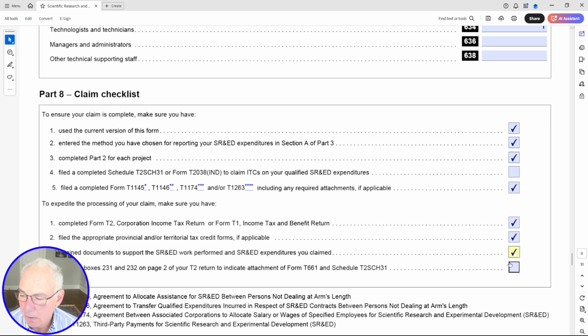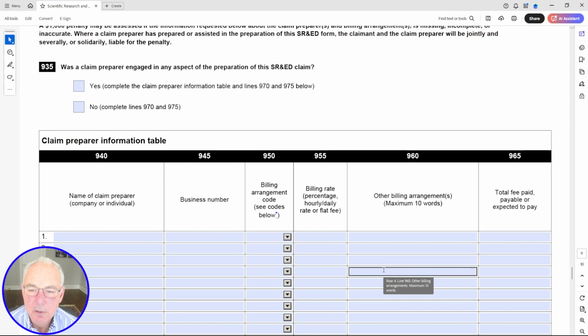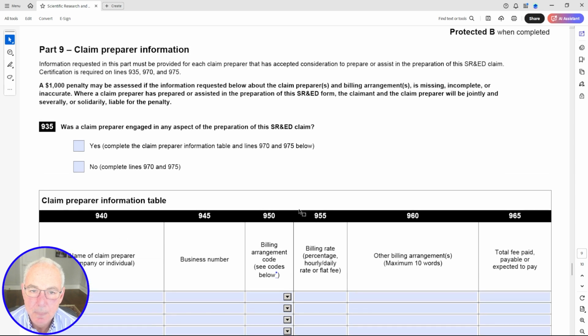Have we retained all the documents, all those supporting documents that we talked about? And then have you looked at your T2 return and checked these boxes that those forms, which is the T661 and Schedule 31, are attached to it? So once all of those are done, you need to fill in some additional information about who prepared this claim. And this is part 9. So did you have a consultant help you?